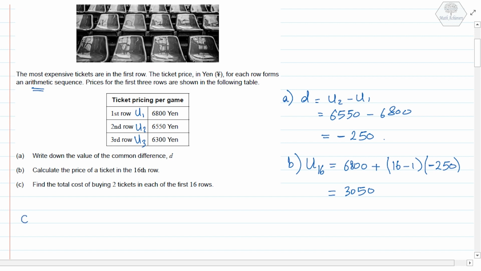Part C of the question, we need to find the total cost of buying 2 tickets in each of the first 16 rows. We need to find the total cost of buying 2 tickets. Each 2 tickets are in 1 row. So I have to find first the sum of the first 16 rows, and then I multiply the answer by 2.